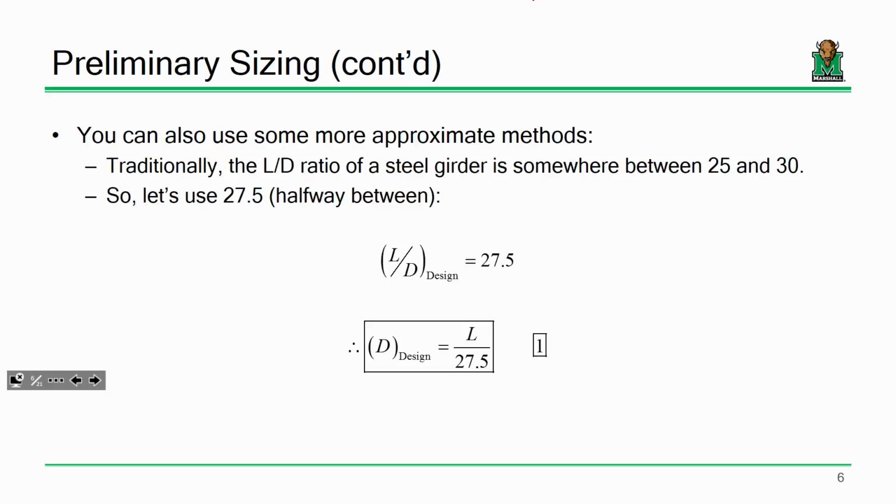A little bit more basic is to start off with L over D ratios. Traditionally, the L over D, in other words, the length of the segment divided by the depth, for a steel superstructure is somewhere around 25 to 30. That's one of those experience things. So for us, let's just split the difference and say 27.5. So my first equation is that the design depth of this girder is going to be the length over 27.5. Make sense?